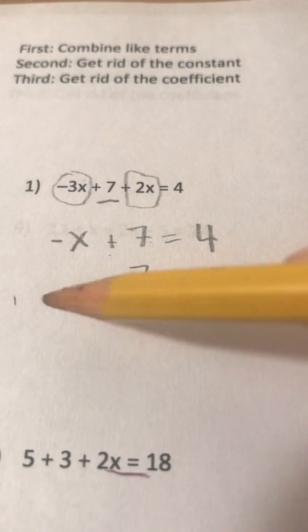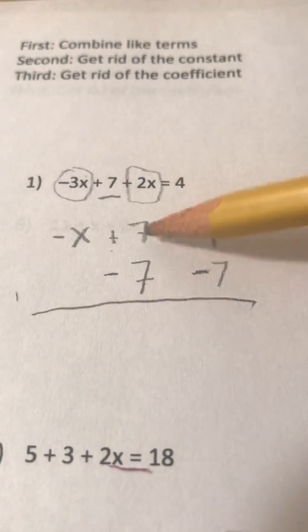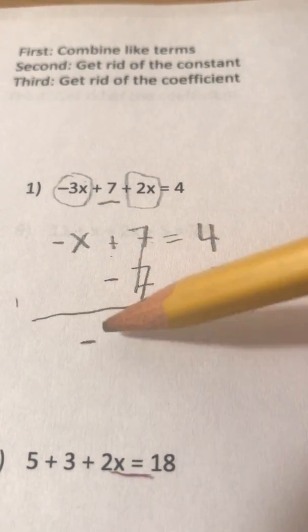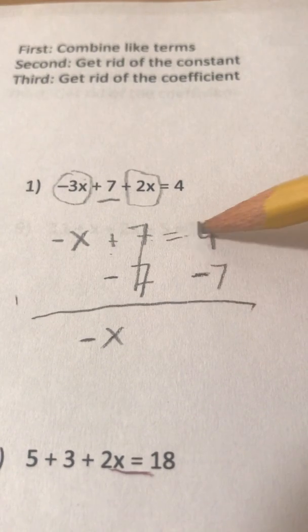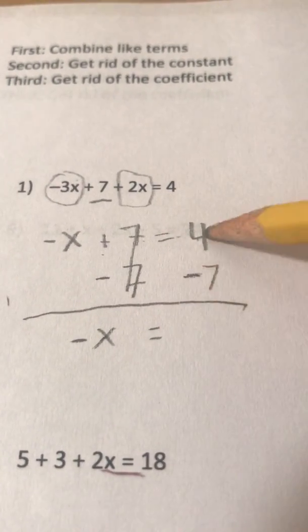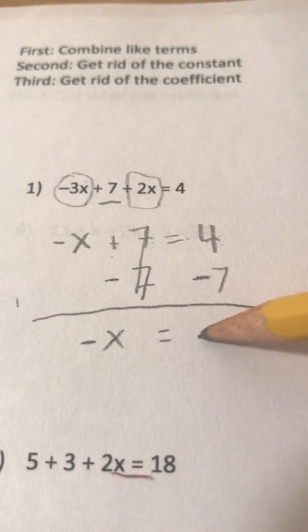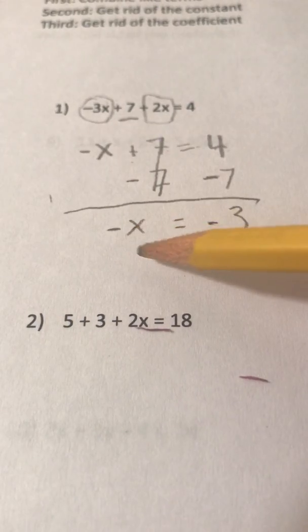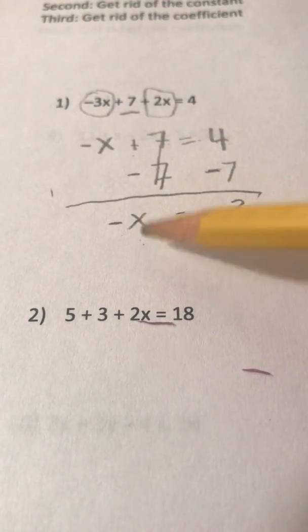What you do on one side, you're going to do to the other. These 7 cancels out, and I'm left with negative x over here. 4 minus 7, plug that into your calculator. 4 minus 7, it's going to be negative 3. Now, I want to solve for x. I don't want to solve for negative x.